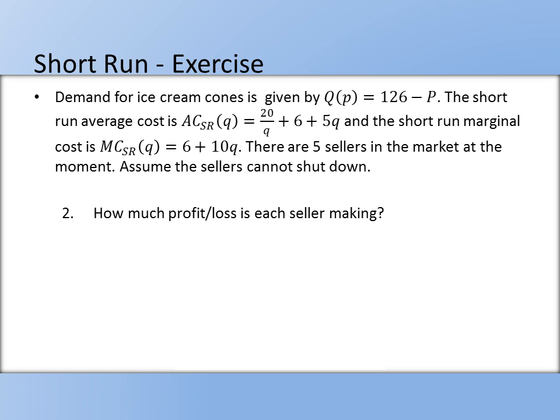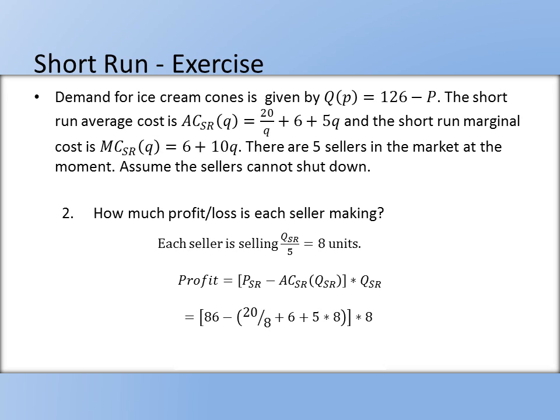Second, we would like to know how much profit or loss each seller is making. To know that, we would need to know how many units each seller is in fact selling in equilibrium. Since the market equilibrium quantity is 40, and there are 5 sellers, each seller is selling 8 units. Profit is (price minus average cost) times quantity. So that's 86 minus (20 over 8 plus 6 plus 5 times 8), times 8, which is 300.